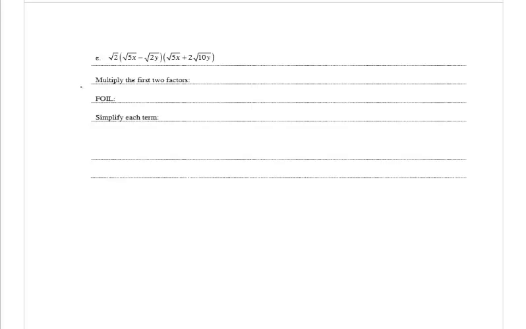square root of 2y times the square root of 5x plus 2 times the square root of 10y. First thing we want to do is multiply the first two factors. So we're going to have the square root of 2 times the square root of 5x, which is the square root of 10x, minus the square root of 2 times the square root of 2y is the square root of 4y, times the square root of 5x plus 2 times the square root of 10y.